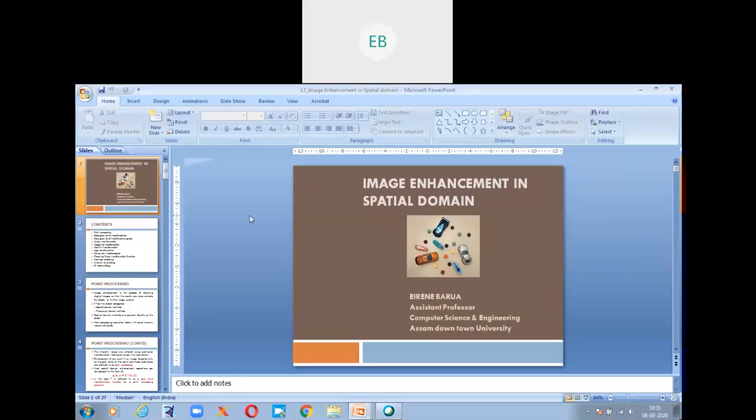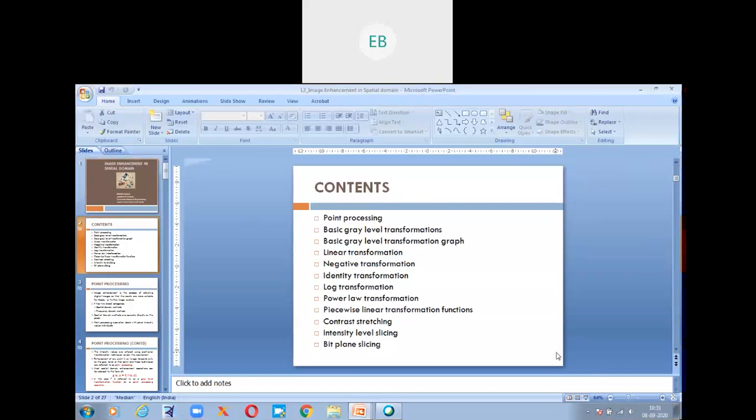Okay, so in the previous class, we discussed image enhancement in the spatial domain, right? Do you remember the topics, guys? We discussed point processing, then basic gray level transformations and types of gray level transformations, right? What is point processing? Why do we use point processing? To enhance the image. Okay, that is point processing.